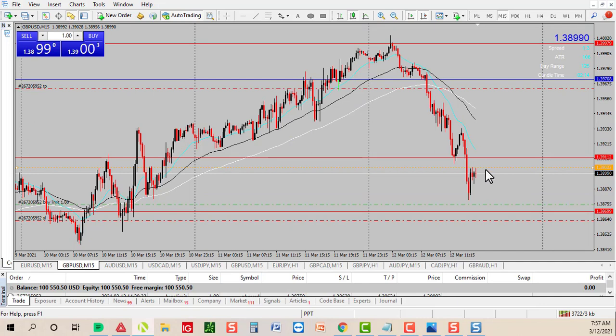We're still hanging around this segmented line. Let's see what happens, guys. Anything can happen in trading. I'll be back.